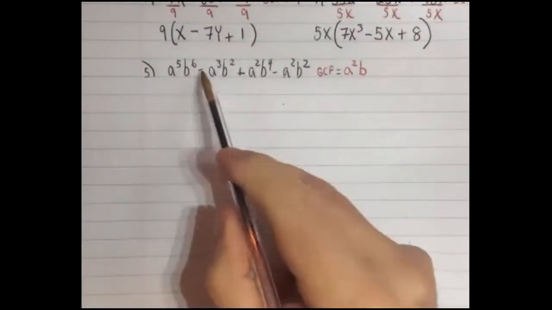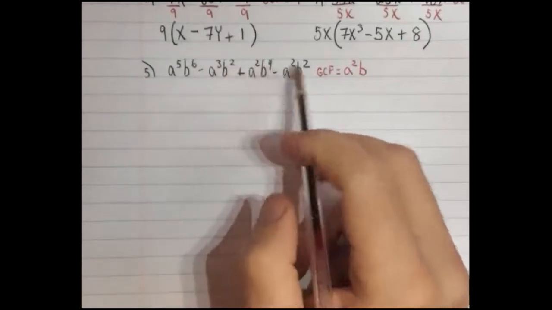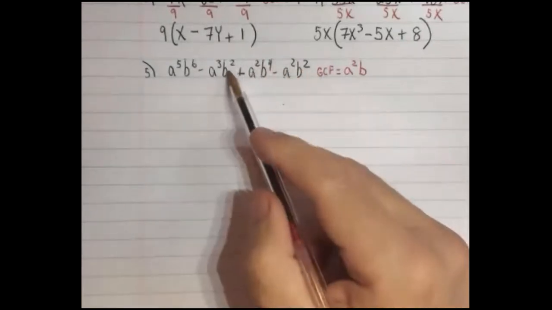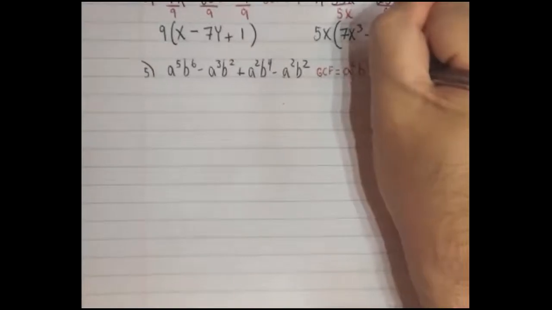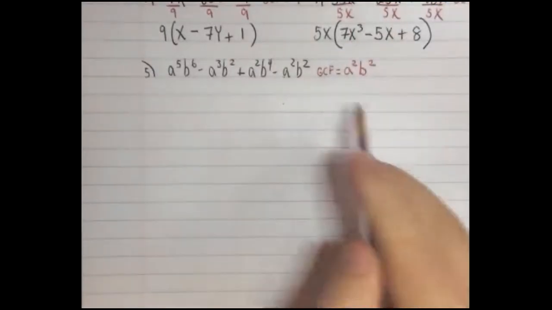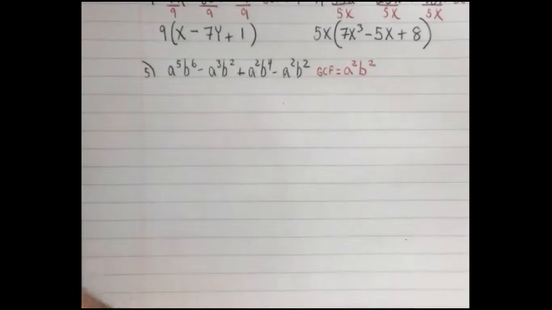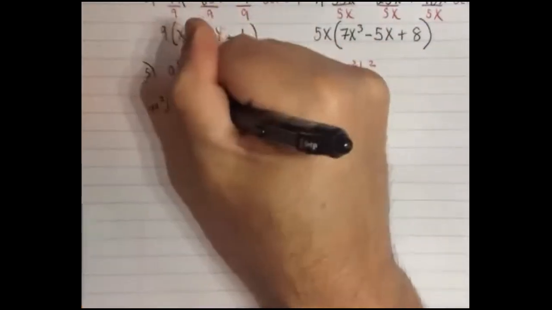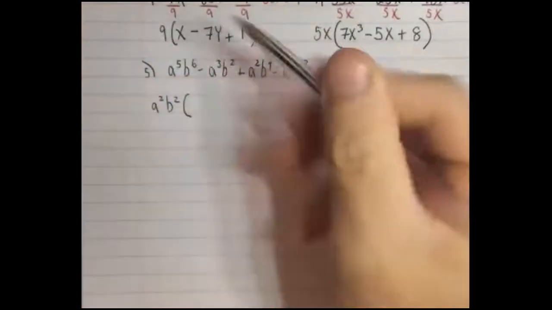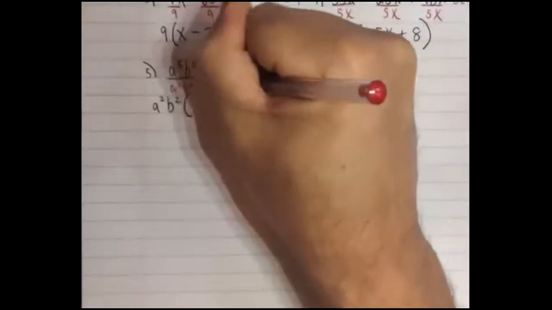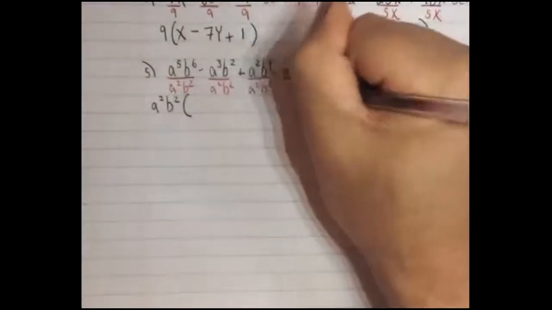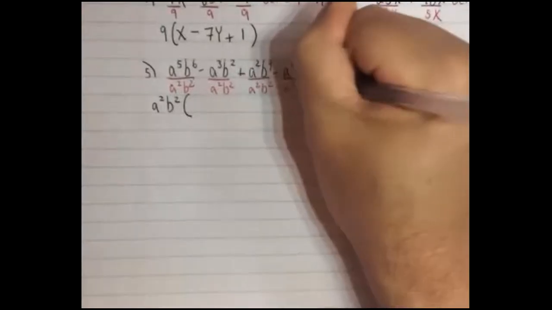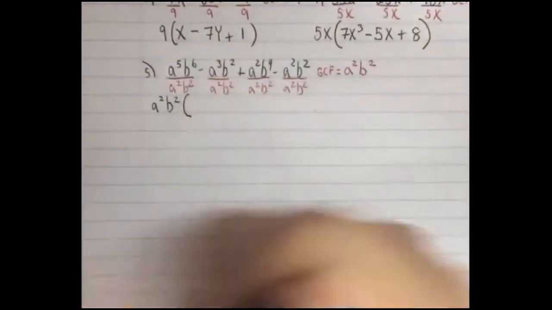And let's look at the B's: 6 here, 2 here, 4 here, and 2 here. So same thing, it's got to be B squared. So that's my GCF, A squared B squared. That's what I'm going to have outside my parentheses. Again, what does that mean? That means I'm dividing A squared B squared into every single one of these. And whatever's left after I do that is what I write in the parentheses.